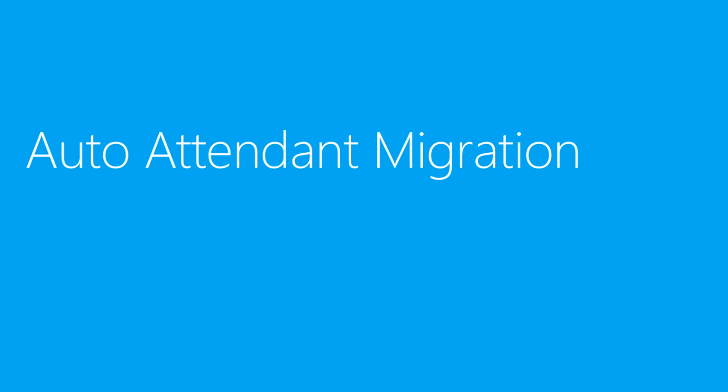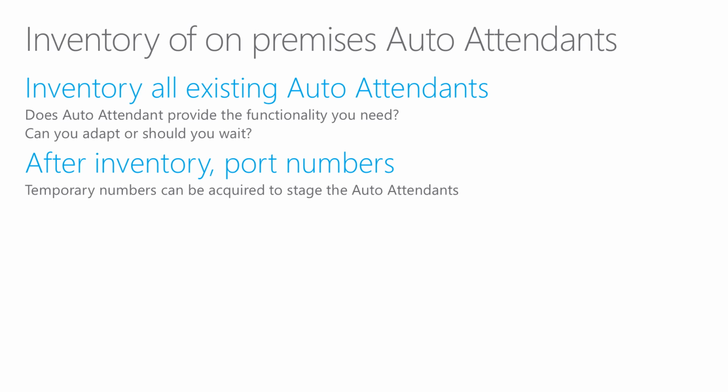So how do we migrate? First you must do an inventory of on-premises auto attendants. Once you have done an inventory, you need to compare the functionality from the on-premises auto attendant functions to the Cloud PBX auto attendants. Do they provide the functionality you need? Can you actually migrate? Can you adapt the functionality or should you wait?